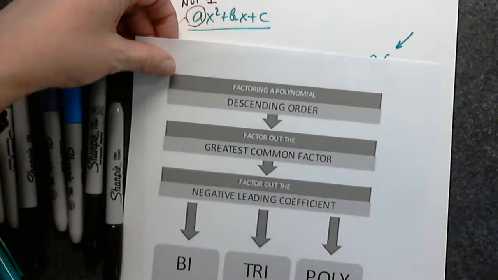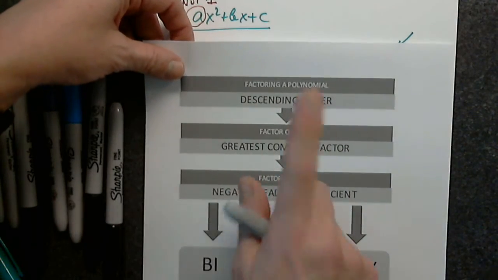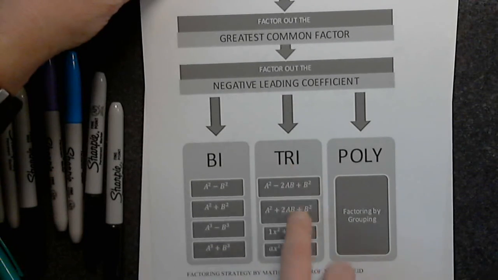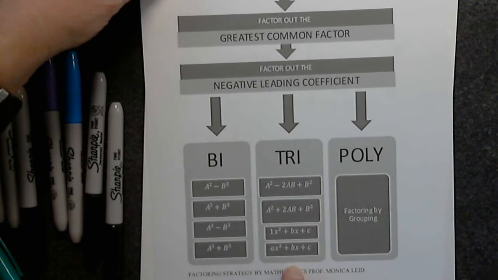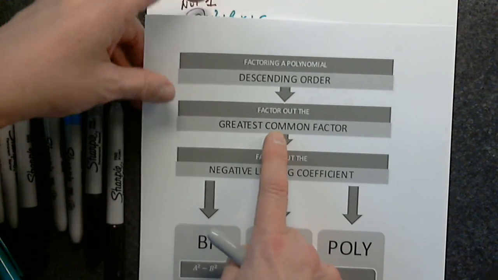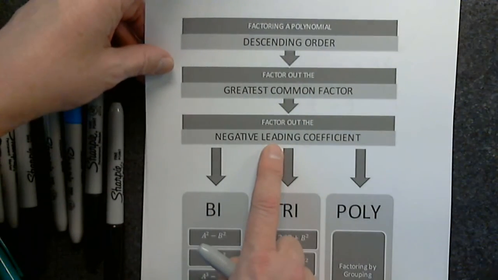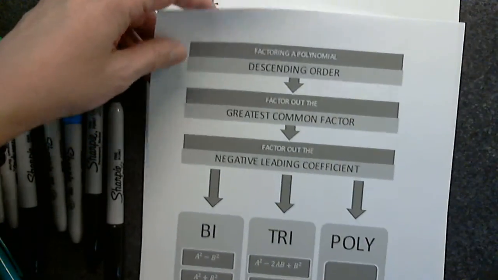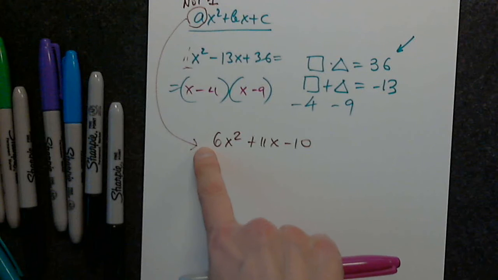So this is my thinking process always. What is it? It's a trinomial, so I will end up here. Not here and not here, but here. It's in descending order. Greatest common factor, you already said no. I'm going to ask now negative leading coefficient. Remember, these two steps can be considered one. Is there a negative leading coefficient?